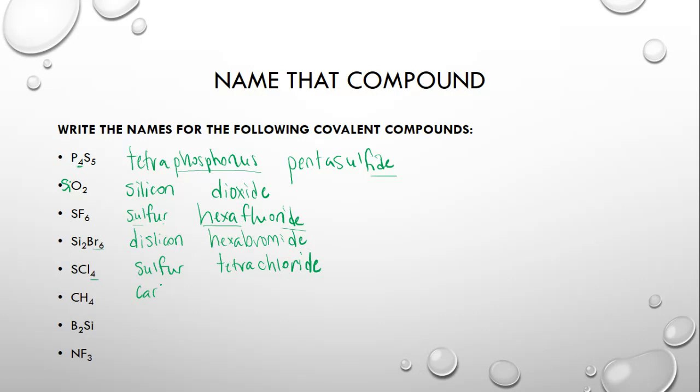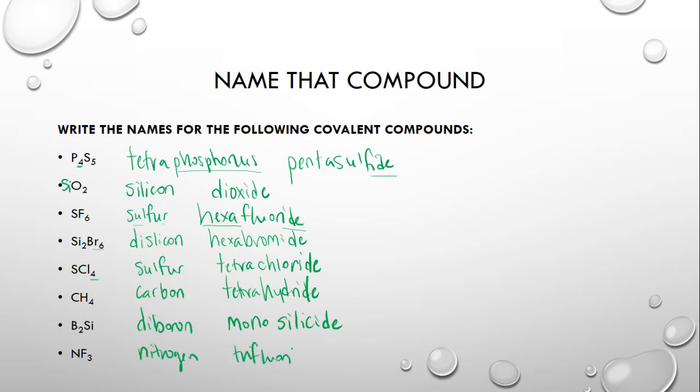This one, carbon, tetra. Now what do we do with hydrogen? We make it tetrahydrogen hydride. Okay, sorry, my pen is delayed again. This one, diboron. There's one silicon, so mono. And what do we do with silicon? We're going to change it to silicide. I think that sounds kind of silly, but it is what it is. Diboron monosilicide. The last one is nitrogen trifluoride. All right. I don't think this is all that bad. Most students don't usually think that it's bad.